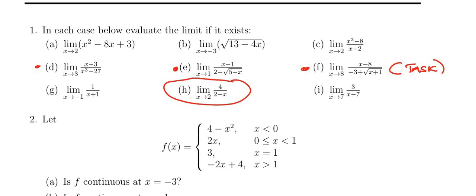Yeah, so any questions, guys, up to this point? Is everyone okay with this? I have a question, sir. Yes. Is it a must for us to draw the graph? Because I tried solving, but I got 4/0. You got 4/0.